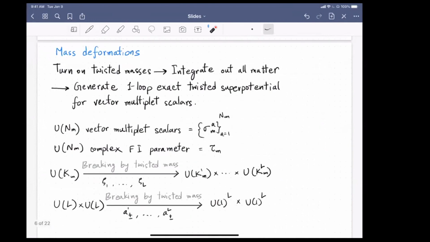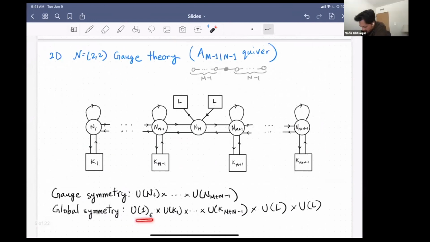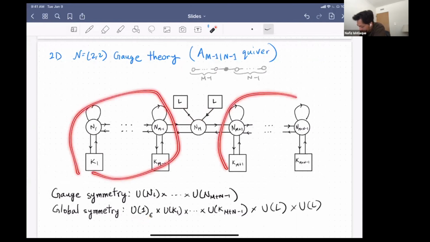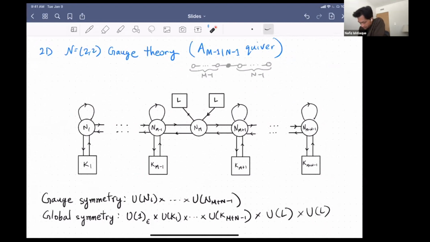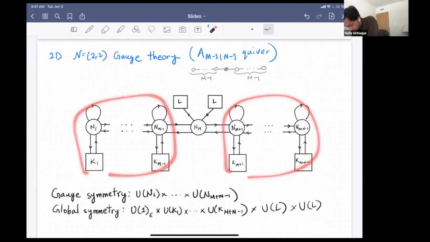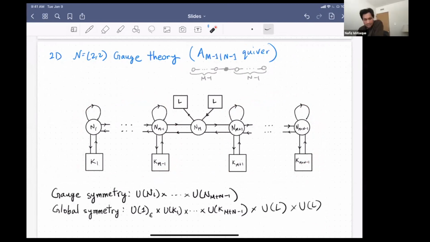Which one was U(1) epsilon again? Sorry. So this is a particular flavor symmetry of the theory under which all of the matter are charged, except these two. So we can construct this U(1) from some U(1) global symmetry coming from these two individual components of the quiver. It's a particular linear combination of some U(1) R symmetry coming from these two different components.